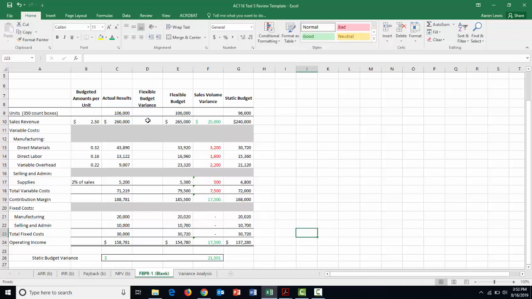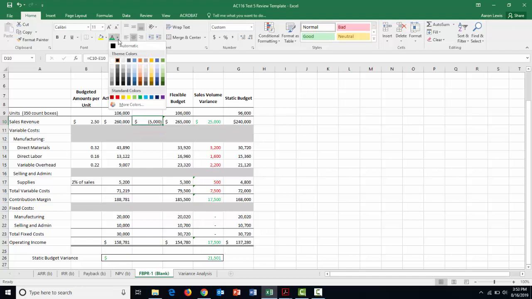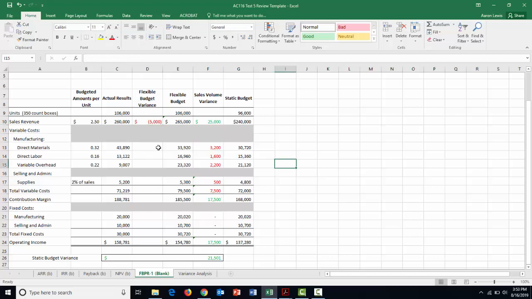We can go over to the flex budget section. Our actual results were $260,000 minus our flex budget amount of $265,000. We should have made $265,000 in sales revenue. We actually only made $260,000, which means it's less than we thought it was going to be. So let's go and make that red because that's no good.